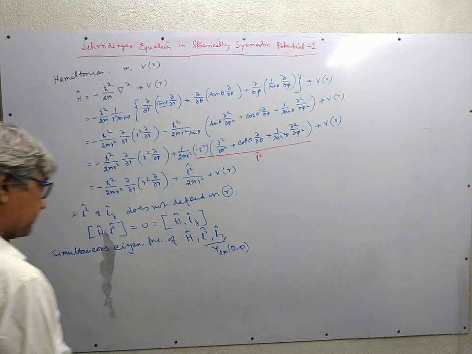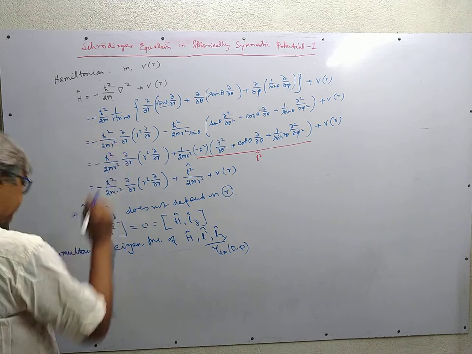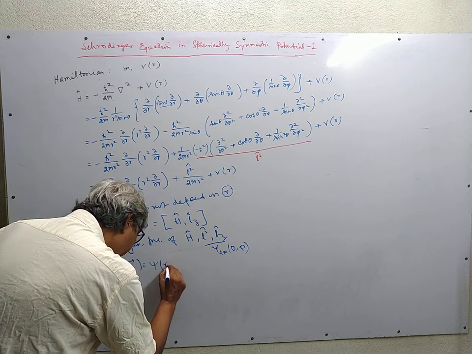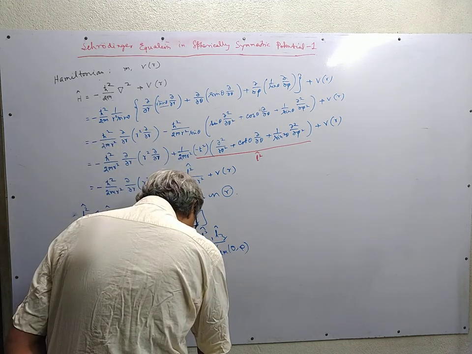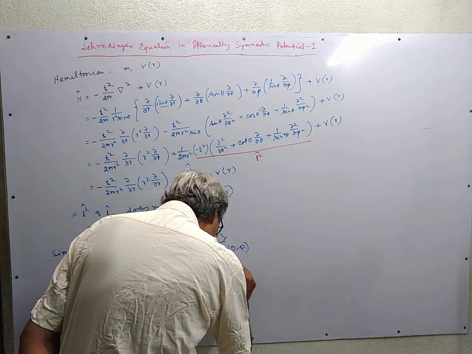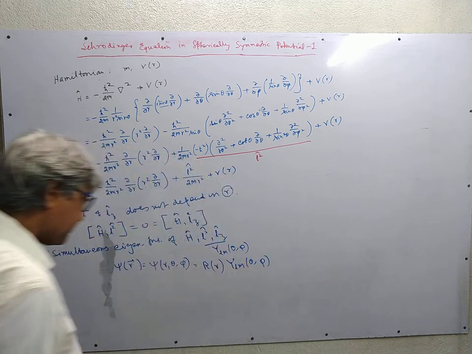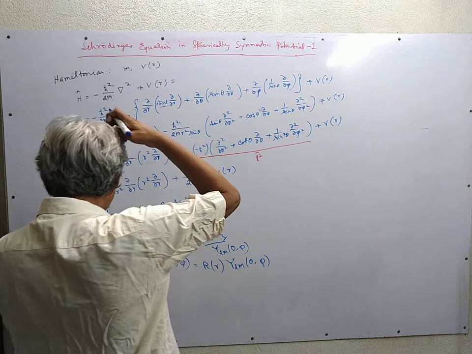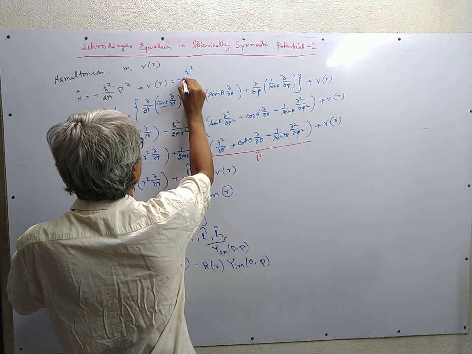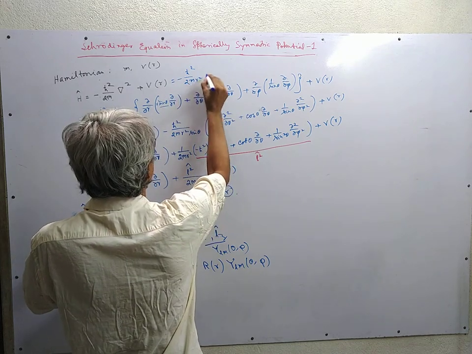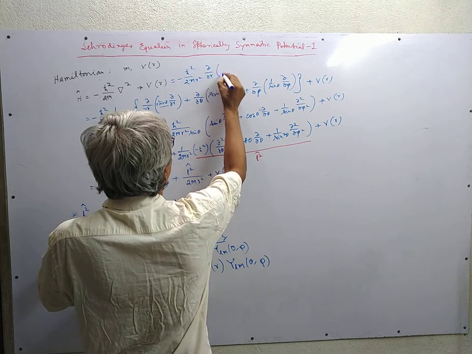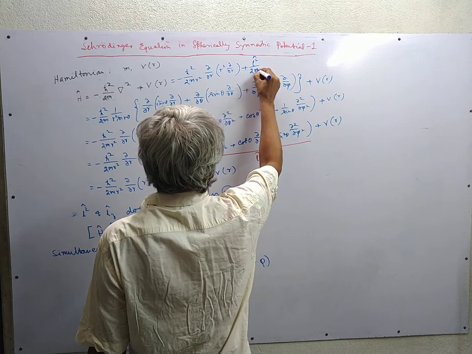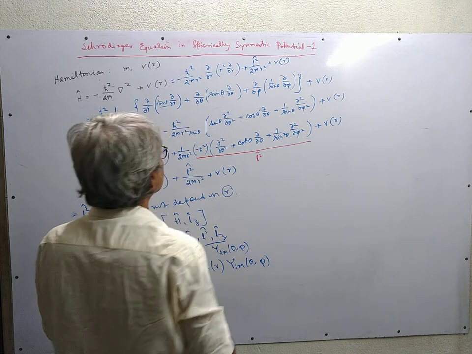So to say, the total wave function of a particle subjected to a spherically symmetric potential can be written as a product: it will have some r dependence, and the angular dependence is taken care of by the spherical harmonics. So with this, we write the final form: minus h bar squared by 2m r squared, del r of r squared del r, plus the L squared operator over twice m r squared, plus V of r is the Hamiltonian.